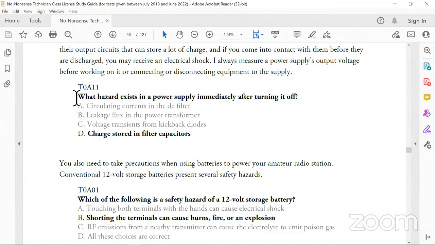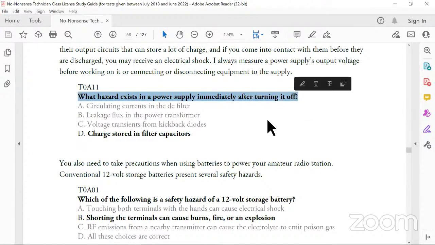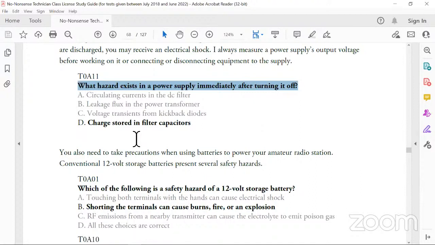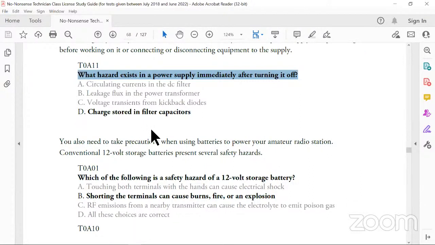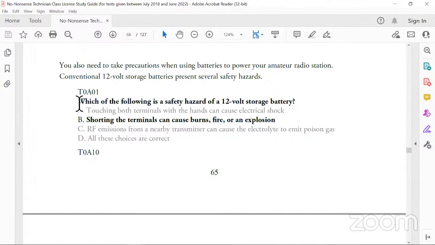What hazard exists in a power supply immediately after turning it off? Remember, we said in power supplies, we have that component called a capacitor or filter capacitor. But even though you switch it off or you unplug it, it may still contain a charge. So we say the charge stored in the filter capacitors is what causes that hazard to still exist, even though you've unplugged it, even though you have switched it off.